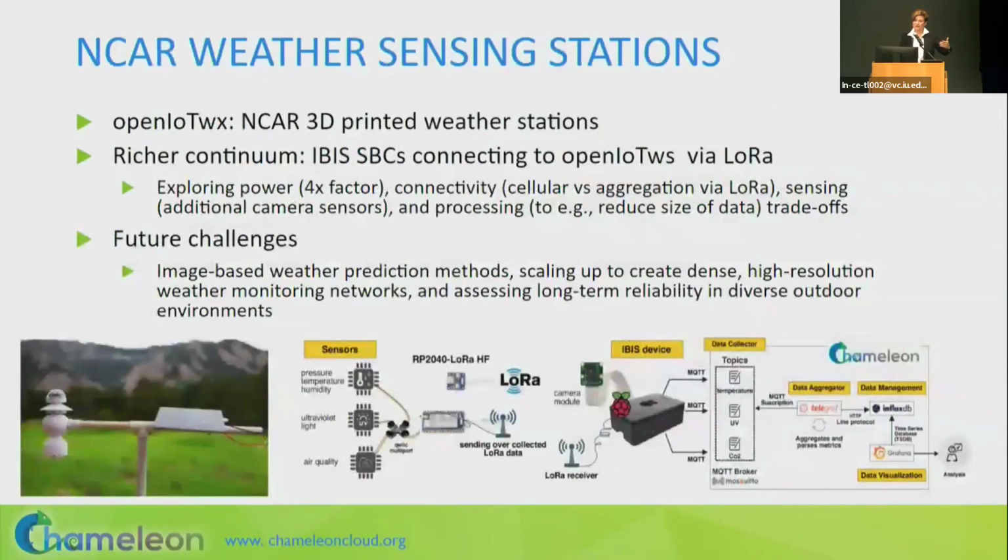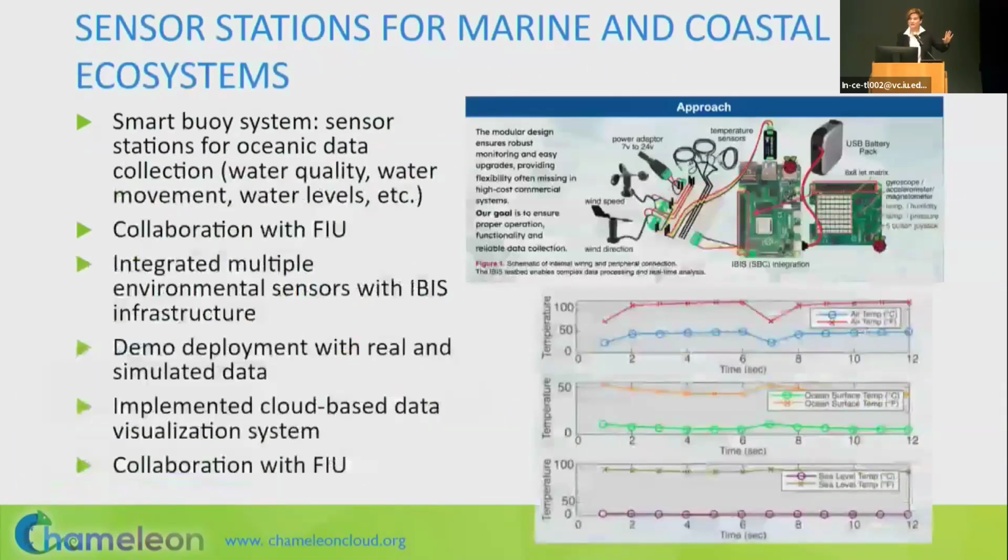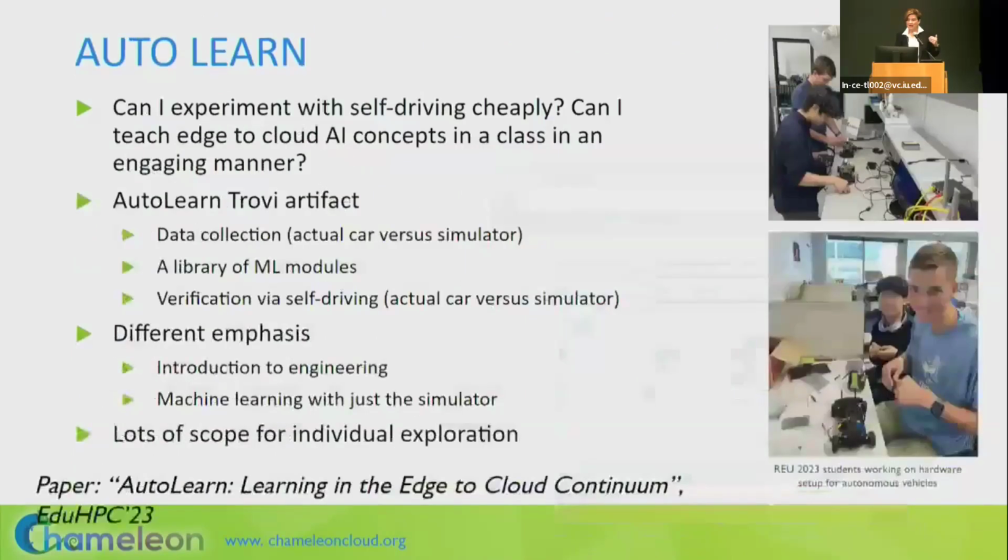So I'll just fast forward through a bunch of other applications. This is a project with NCAR of 3D printed weather stations. They're actually using microcontrollers that we're connecting to through the Raspberry Pis, using the Raspberry Pis to, in addition to monitoring weather, also look at pictures of clouds and things like that. Sensor stations for marine and coastal ecosystems that have multiple sensors on them can be added to buoys that they already deployed, and then can do processing on the buoys.